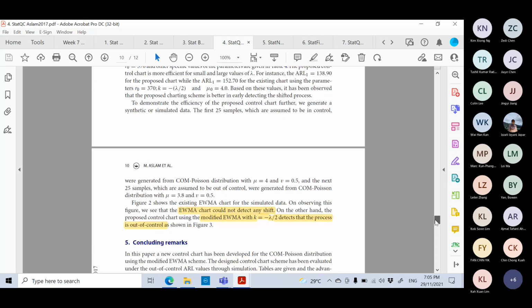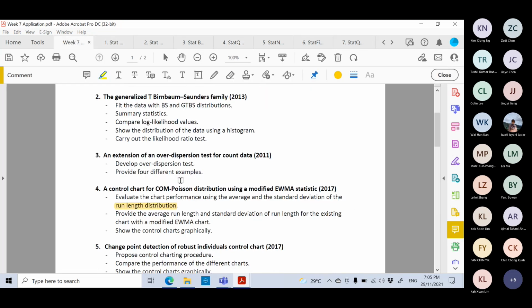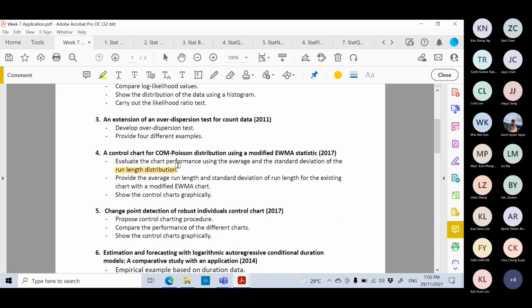So in the control chart here, beside here, of course, I highlighted here to say how good their control charts are, and why they choose k equal to negative lambda over 2. But finally, the whole thing under this fourth paper is just to show you that they compare the performance. They use an empirical example and then they compare the performance. At the same time, in the control chart, they show the control chart graphically to give you an image of how your chart should look.